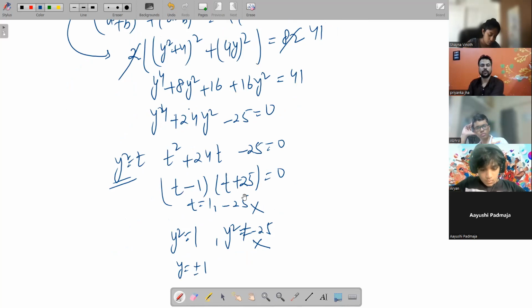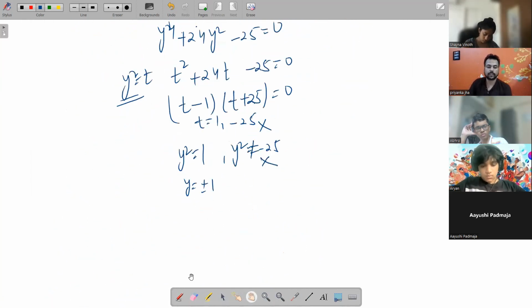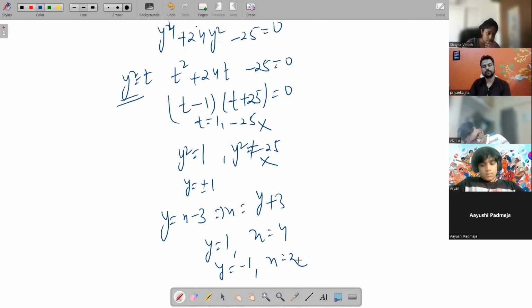And y was x minus 3, so x will be y plus 3. If y is 1, x will be 4. If y is minus 1, x will be 2. This is your answer: x equal to 2 and 4. Understood? Solve it.